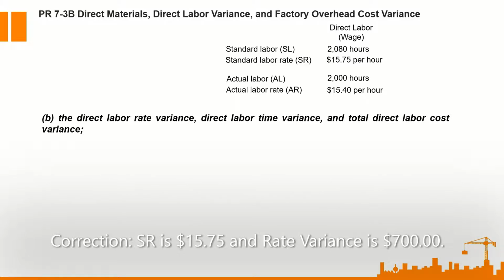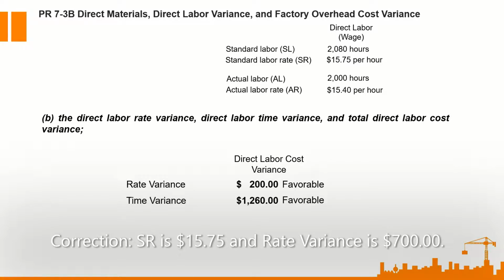When we apply what we have computed before with regard to the rate variance and labor time variance, we will be able to get our total direct labor cost variance. So carry over the amounts that we have computed. Since both of these are favorable, we just need the simple addition. So the total is $1,960 of favorable variance for direct labor cost.